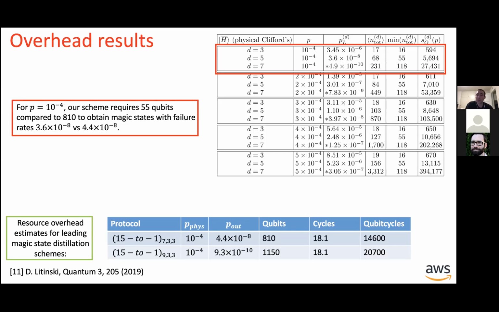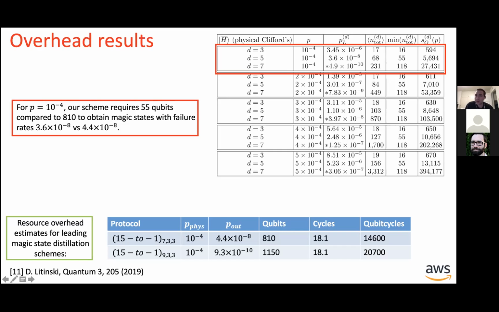If you look at the table on the top right of the screen, you can see that using a distance 5 color code allows us to get magic states with failure rates on the order of 10^-8 using only 55 qubits. And similarly, if we want magic states with failure rates on the order of 10^-10, we can use a distance 7 color code and use only 118 qubits to prepare those magic states.